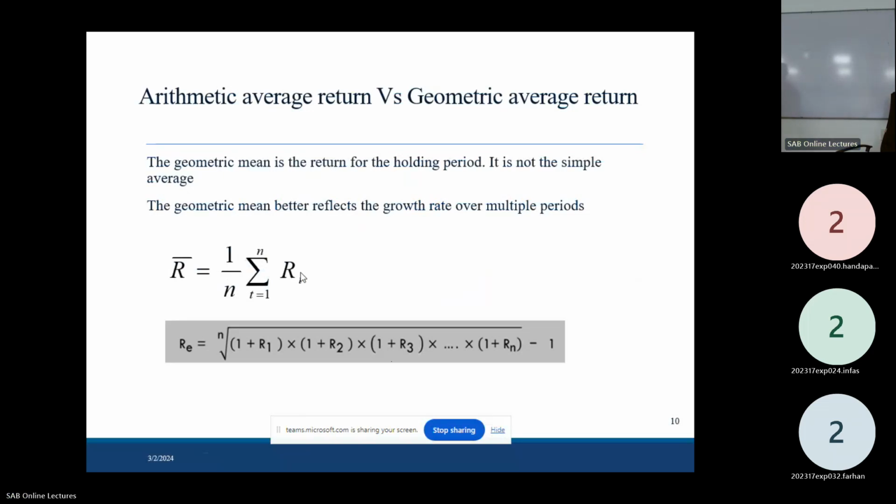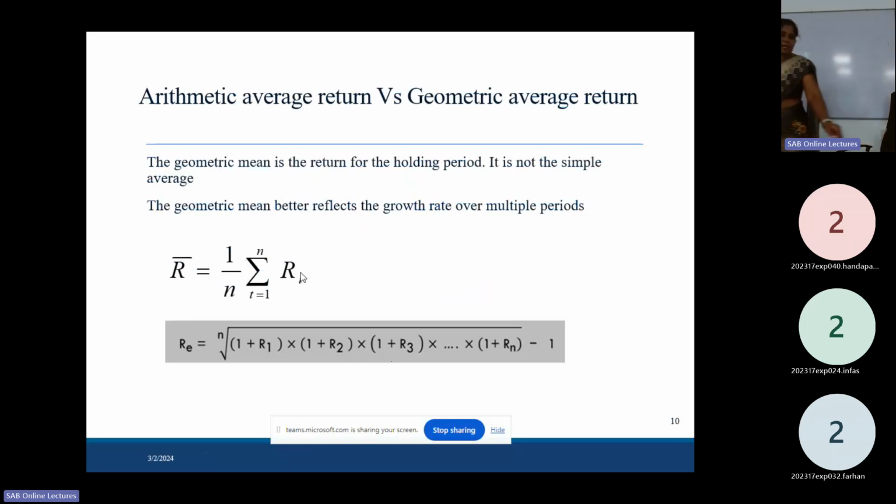The geometric mean better reflects the growth of the investment. The compounding impact is there. In financial management, as an investor, the compounding value or the reinvestment assumption is very important. With the example, you will realize this too. This is for your knowledge. The geometric mean is suitable to calculate the holding period return. If you go with the arithmetic mean, it's not correct. It might overestimate or sometimes underestimate. But if you take the geometric mean for the holding period return, it is the correct one.